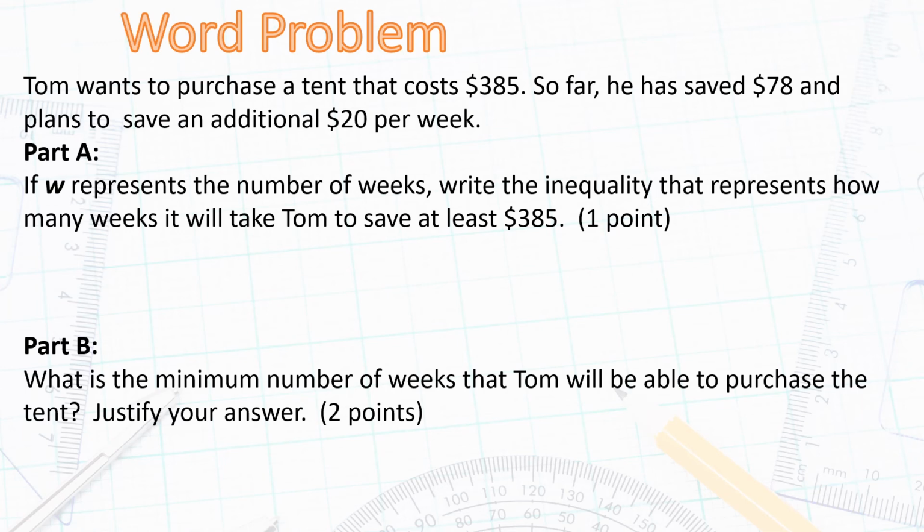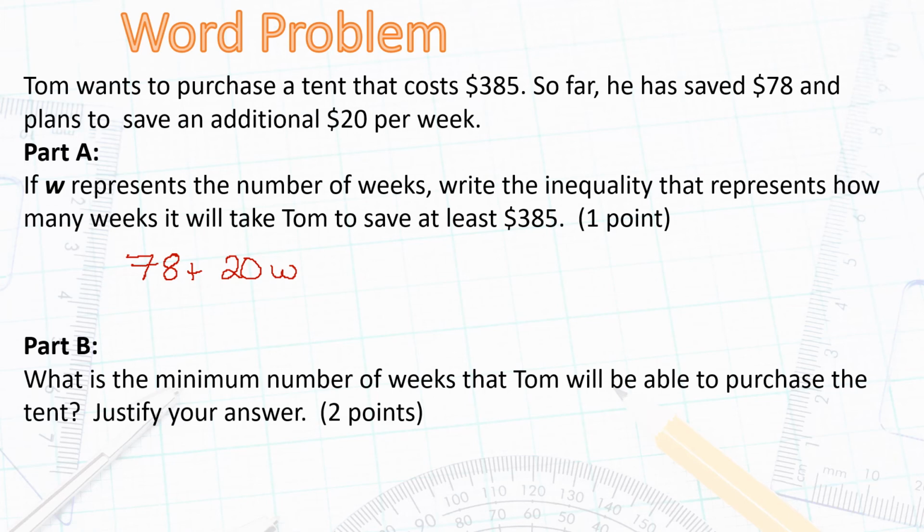Typically, if you have a fixed amount of money and you're saving some, you're not going to save right up to the exact amount you need. You're probably going to go over. So it's more of an inequality than an equation. But we've got $78, which is what we're starting with. So that doesn't change. And then we're adding $20 every week. So this is our savings.